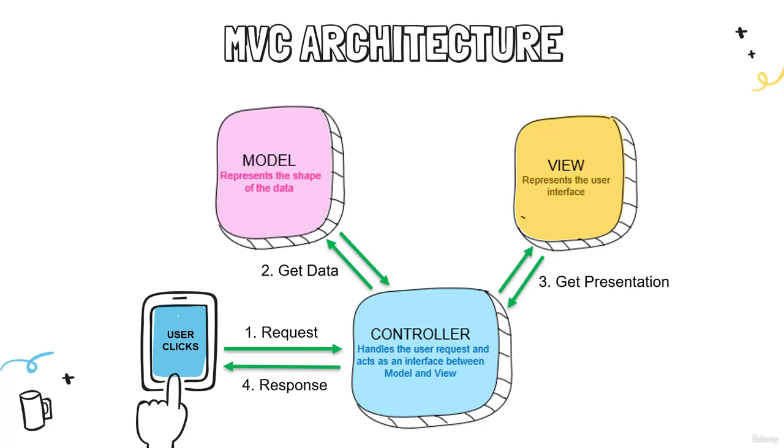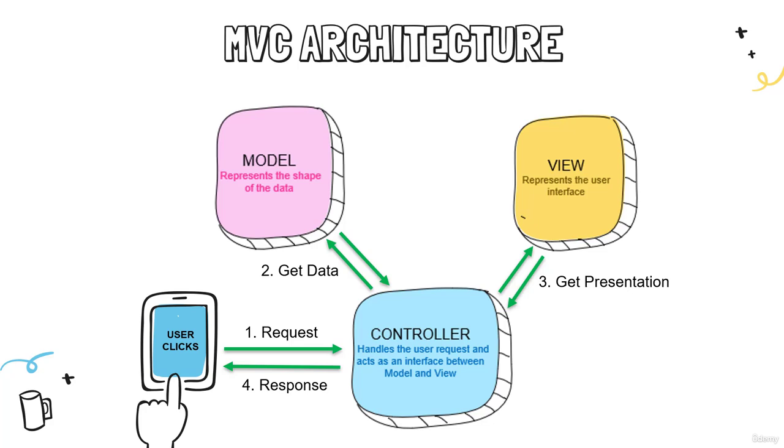Then view will add that data in the HTML, and the final content it will return back to the controller, which will ultimately be passed on to the user screen, and the user can see the complete website. This, my friends, is the basic architecture of an MVC application.